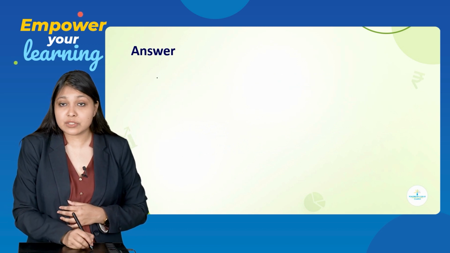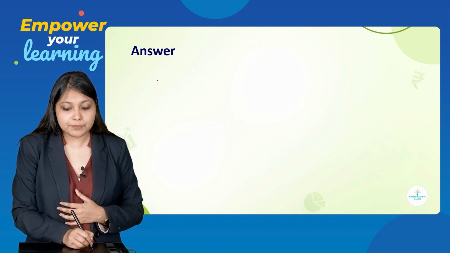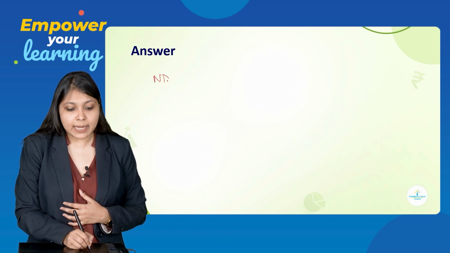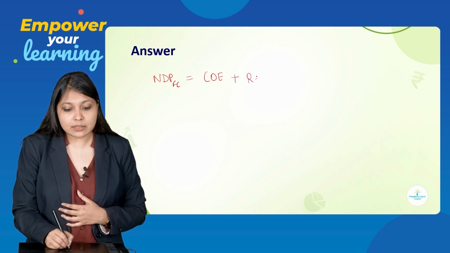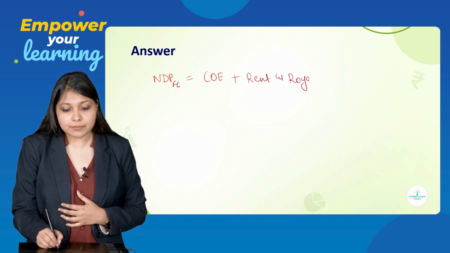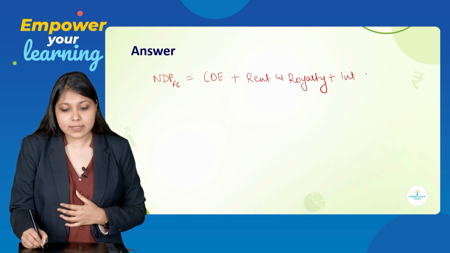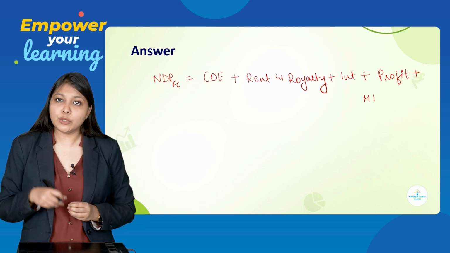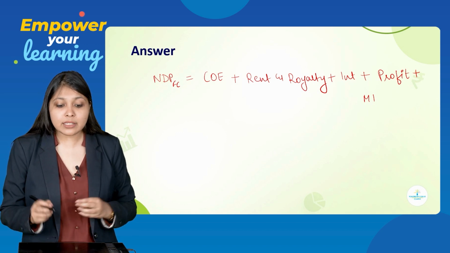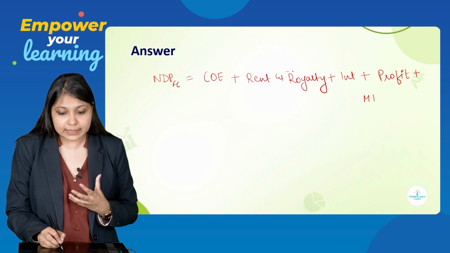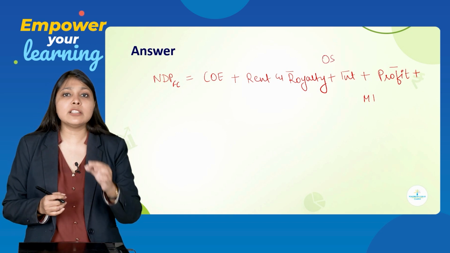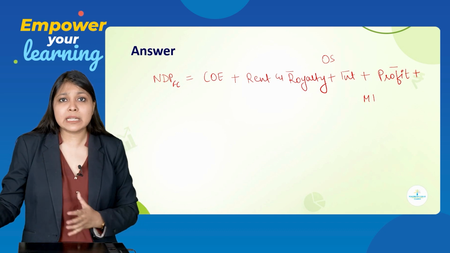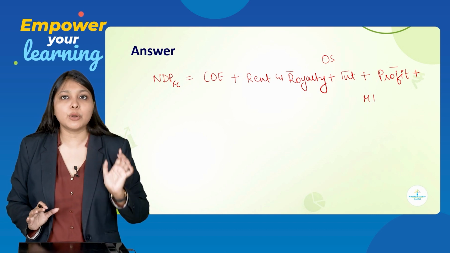So, what do we have to do? First of all, as usual, we will first write down the formula. You have to find out NDP at FC. So, NDP at FC is equal to compensation of employees plus rent and royalty plus interest plus profit plus mixed income. This is the formula for NDPFC. To find out by income method, you have to write down this formula. When you put together rent and royalty, interest, and profit, it becomes nothing but your operating surplus. So, whenever operating surplus is directly given to us in the question, you don't have to separately look for rent, royalty, interest or profit. You will just take the amount of operating surplus.